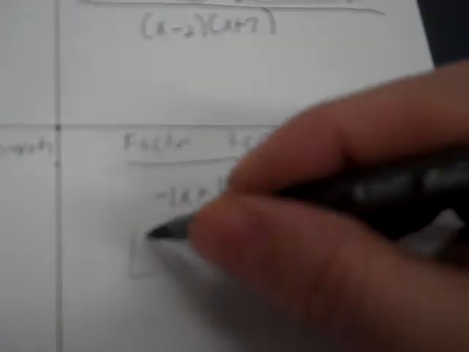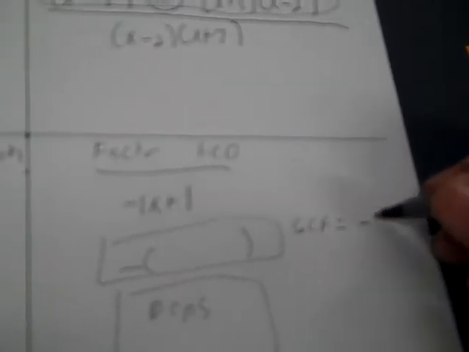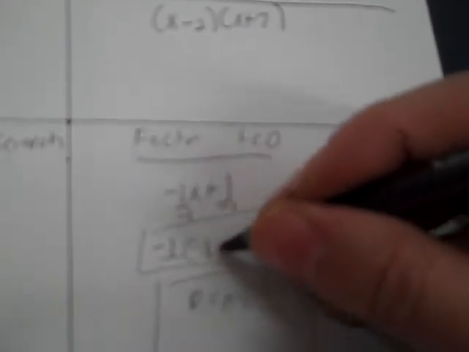So GCF and DOPS. Now GCF, you got a negative in front, and you can't find anything else, so we need to factor out a negative 1. So I divide by negative 1, that becomes 1x minus 1. It's not a DOPS, so forget it.